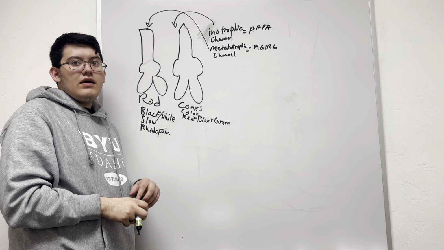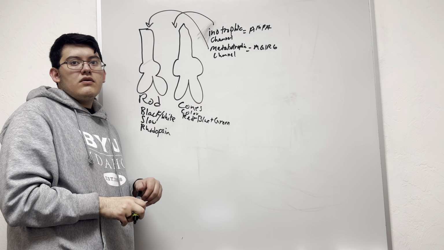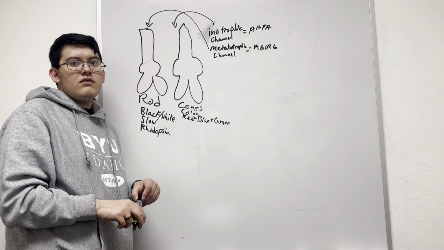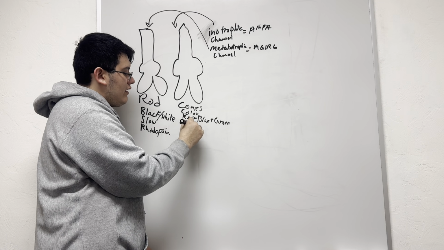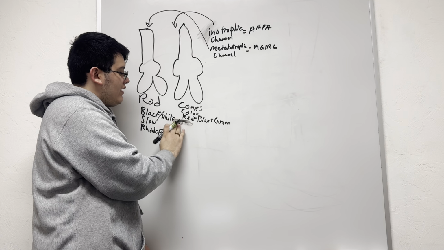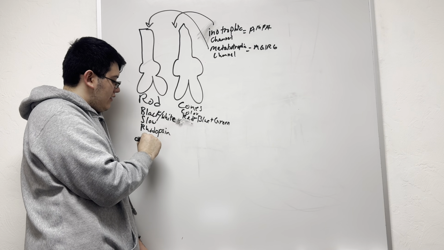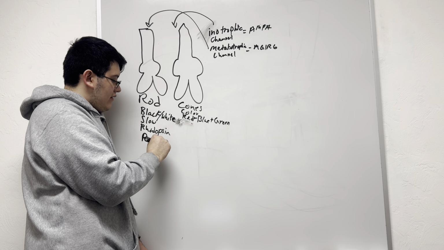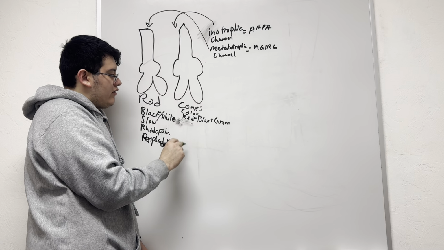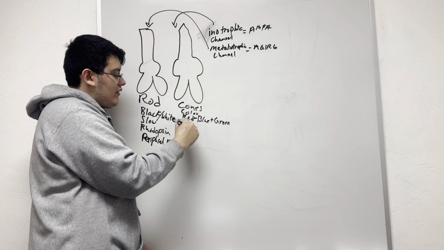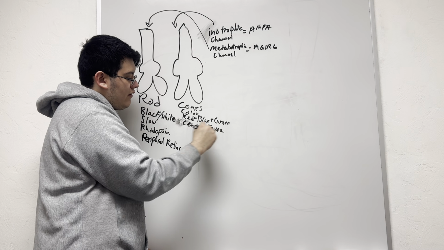Where can you find most of the rod cells? What's the location of rod cells? Rods, you tend to find in the periphery, in the peripheral parts of the retina. While cones, instead, you find in the center of the fovea area of the retina.